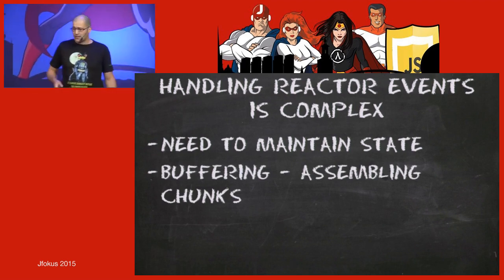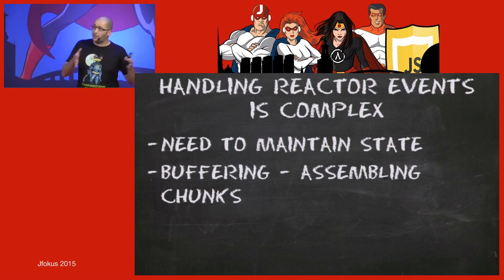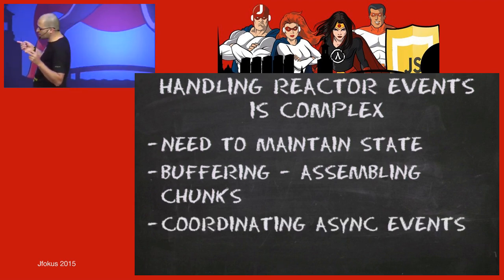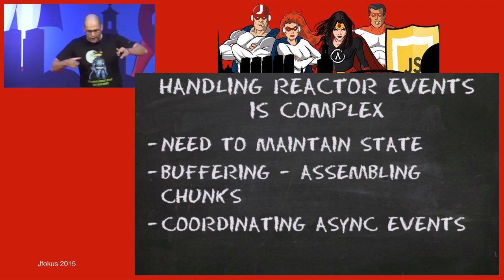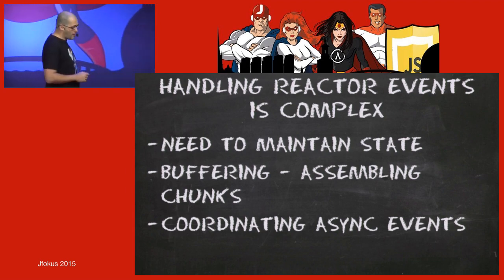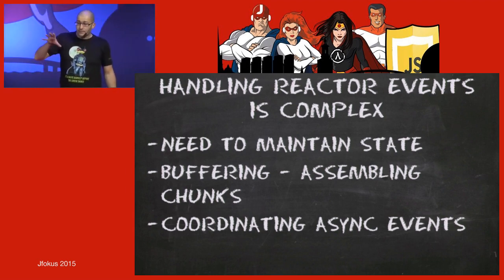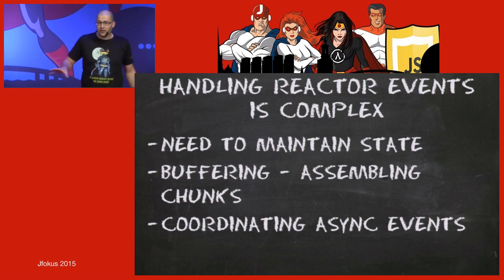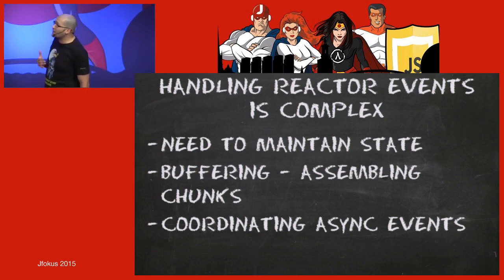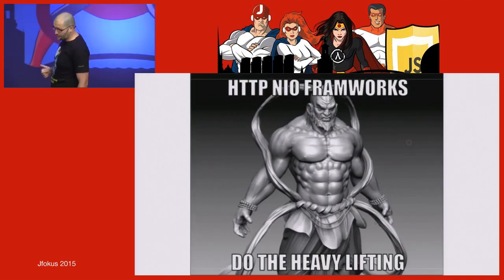Buffering for assembling the chunks. We need to keep the partial files somehow, and we need to coordinate the async events so the new chunk of file will be successfully attached to the correct file and not to some other file. So basically, this is very, very low-level stuff. We would prefer to have some kind of framework on top of it.